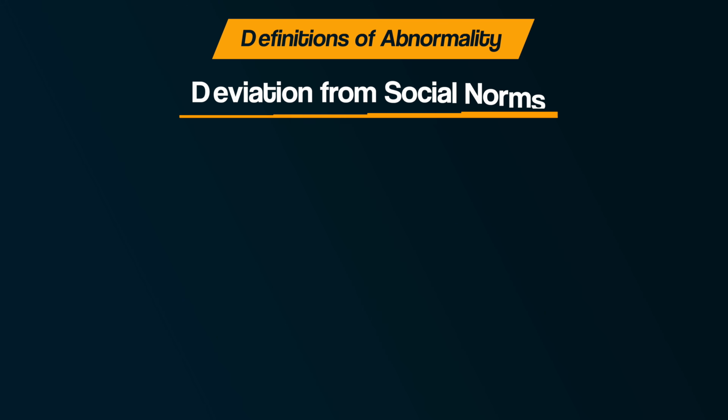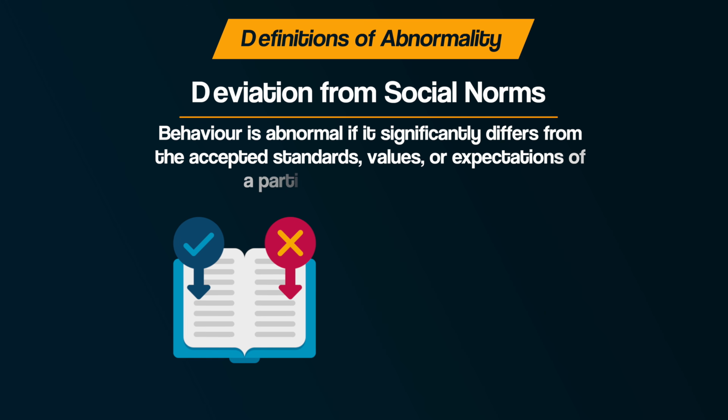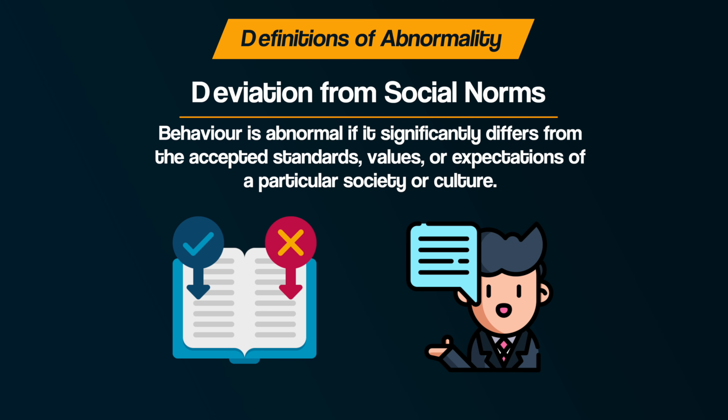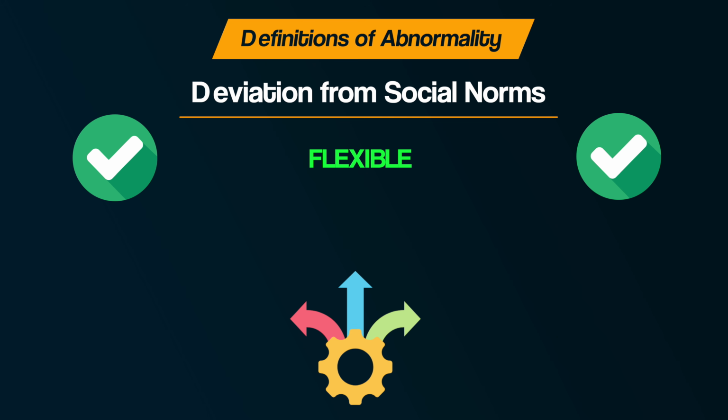The deviation from social norms definition of abnormality suggests that behaviour is considered abnormal if it significantly differs from the accepted standards, values, or expectations of a particular society or culture. For example, talking to yourself in public might be viewed as abnormal. While some private self-talk is normal, openly conversing with oneself in public could be seen as strange or inappropriate in many societies. One strength of this definition is that it's flexible.